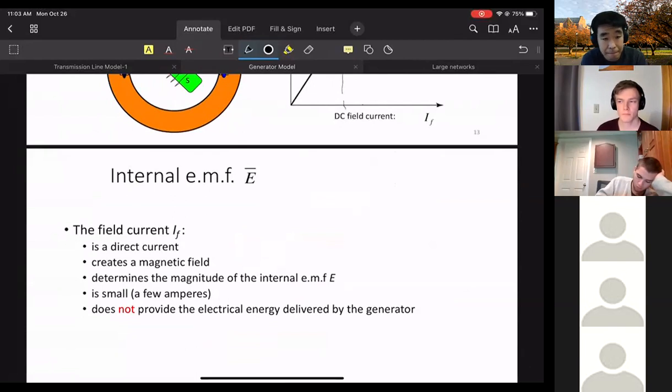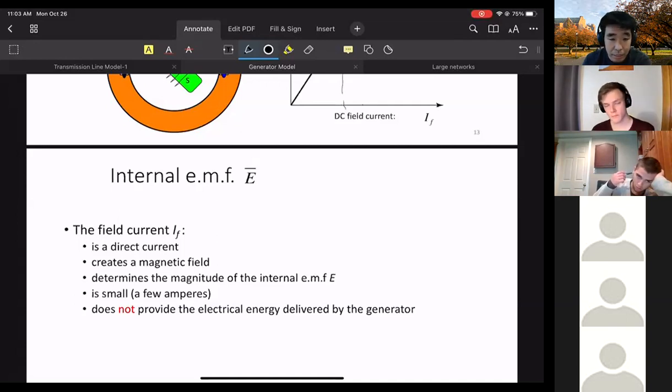Operationally, you can think of it this way. This current does not provide any power. All it does is change E. And by changing E, it determines how much of the mechanical energy you extract by turning this. This is what the EMF does. And this current is normally controllable, so you have a feedback controller that can change the internal EMF E up and down a little bit.